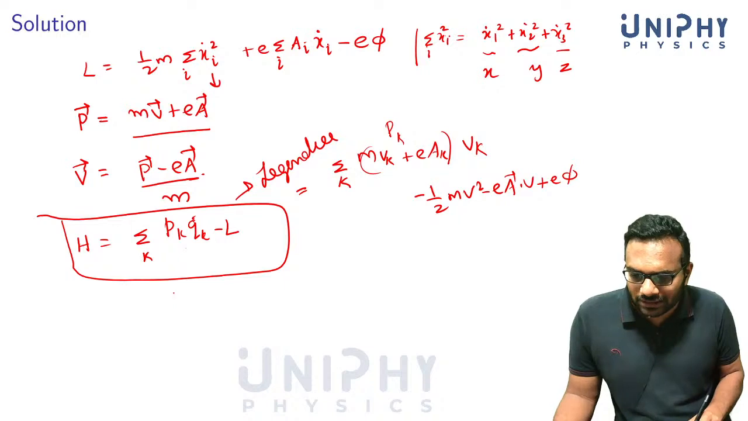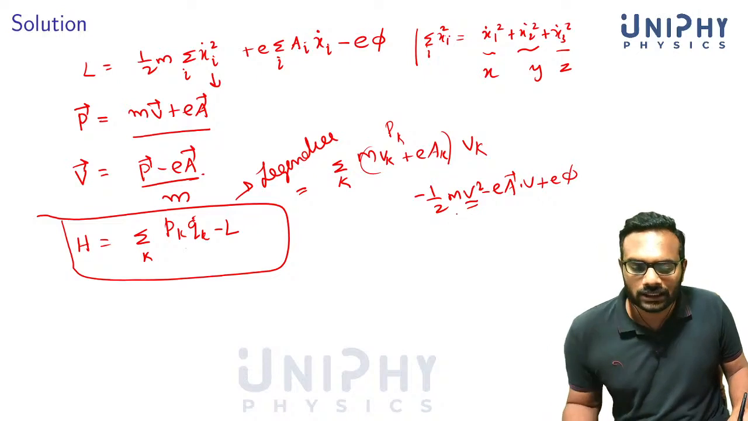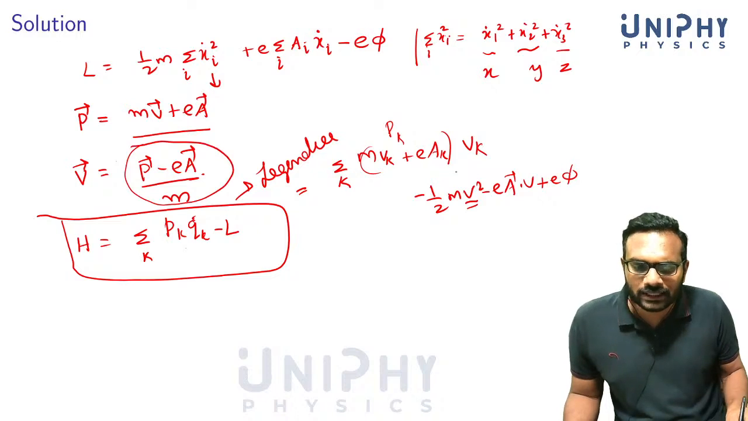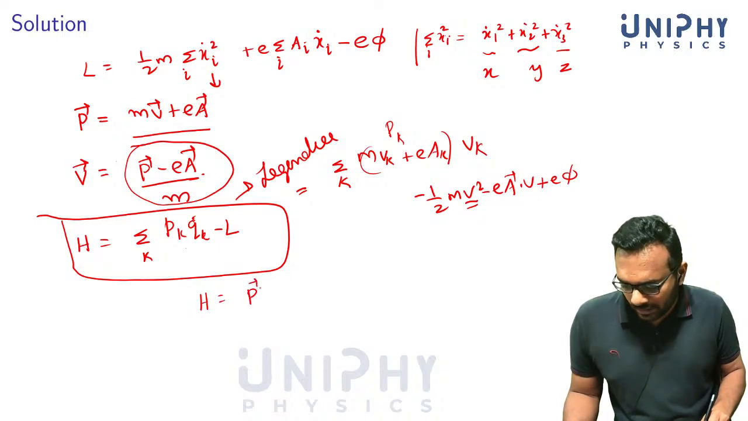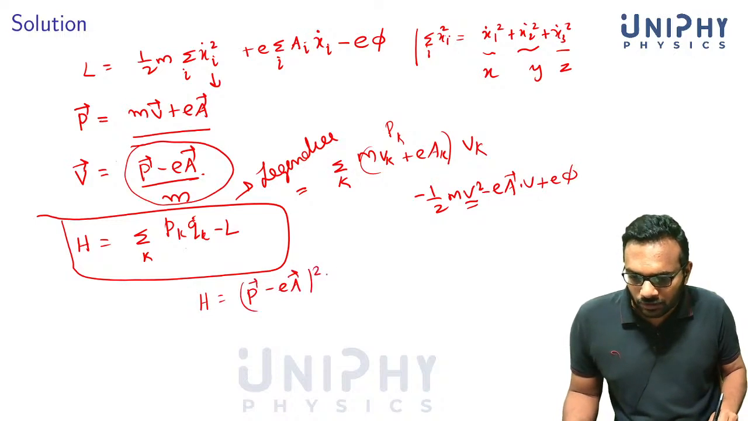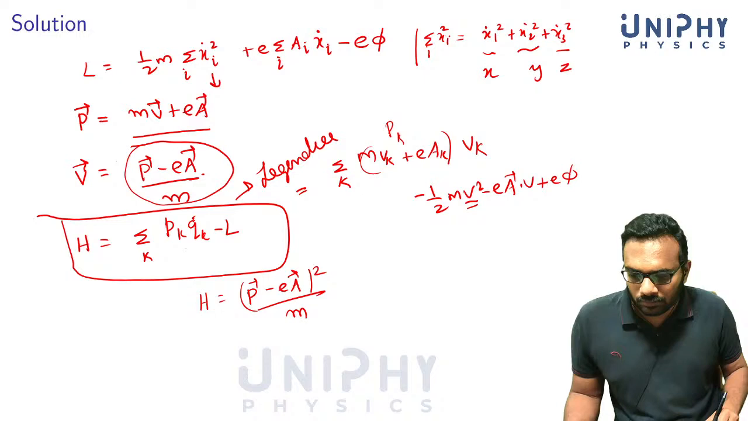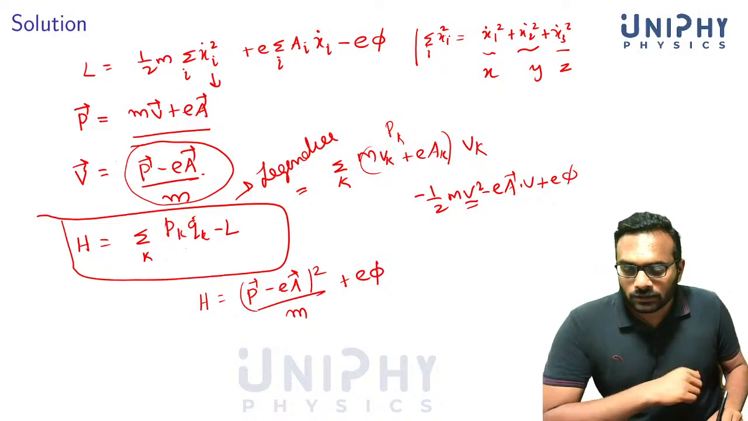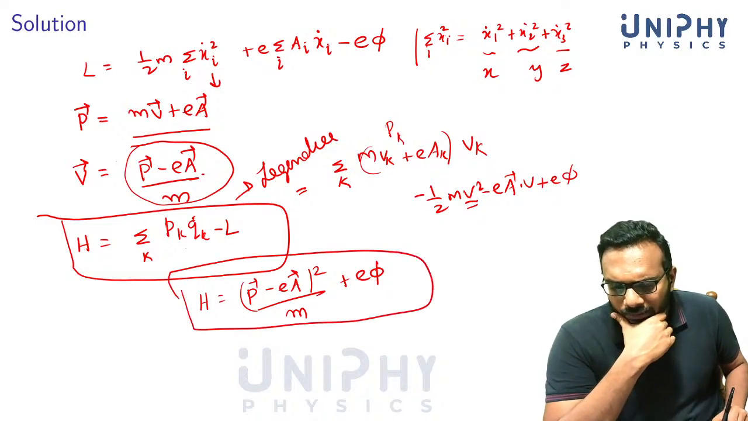I don't want to spend too much time on calculating the details. You just do this, and wherever this v appears, you have to substitute in terms of p_k, using this expression. So this is very easy to simplify. In the end, you will get a result like this: H equals (p minus eA) squared divided by 2m, plus e phi. It looks like that. So this would be the Hamiltonian. Now maybe there was a 2 here, I have to check.